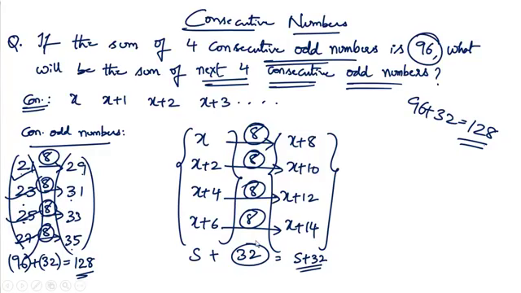Now, before I close the session, let me also mention that you don't have to generalize it to the extent that always 32 has to be added. No, it depends on the number of numbers. Since there are 4 numbers here, the difference is coming out to be 8. If there are 5 numbers, the difference between each pair comes out to be 10.